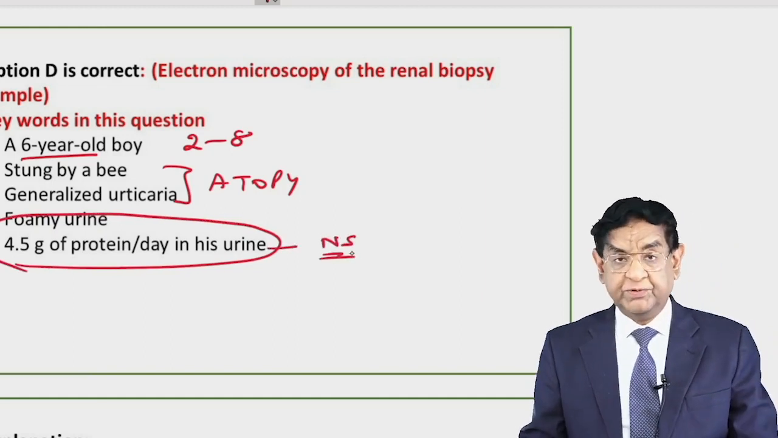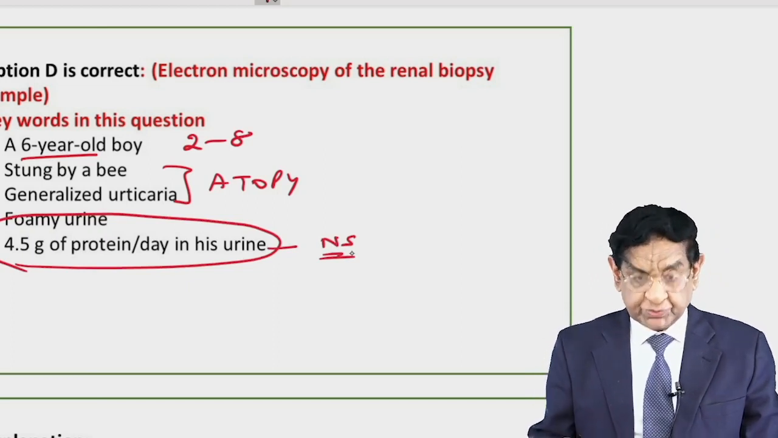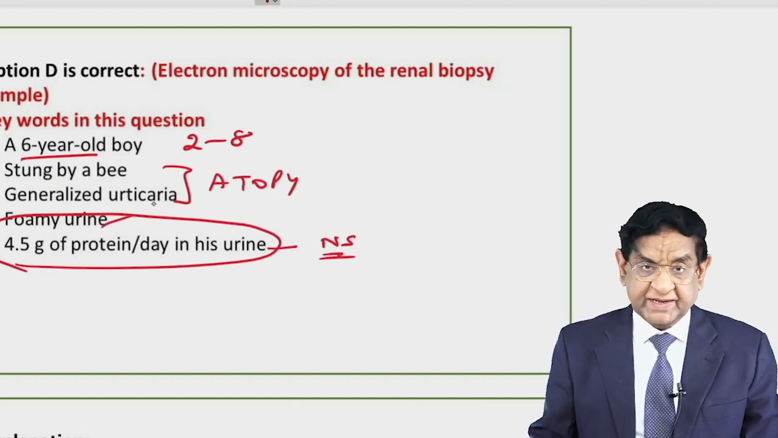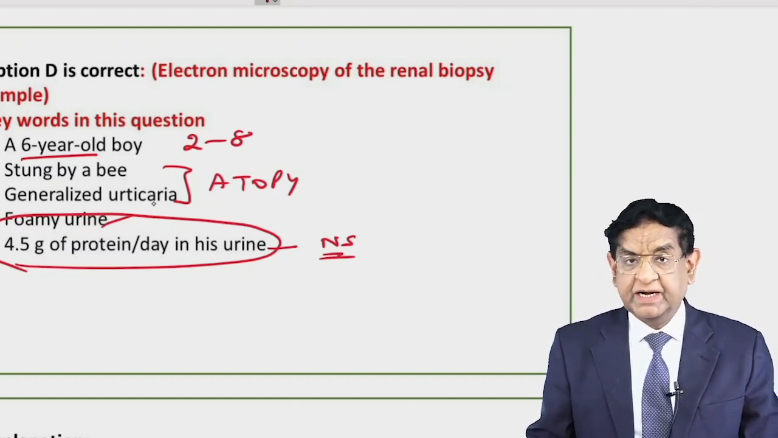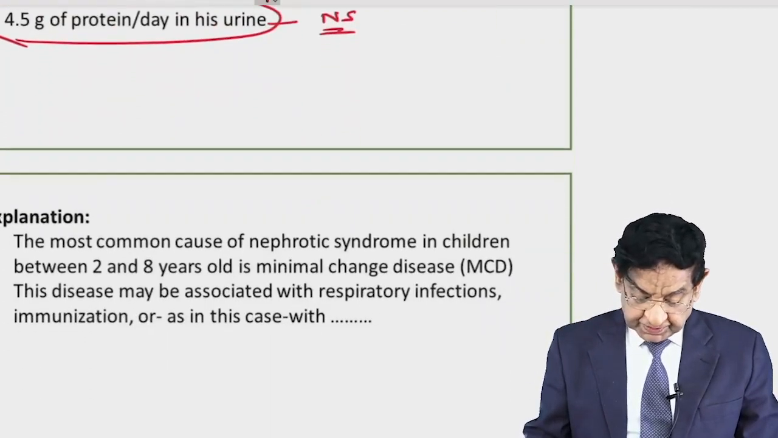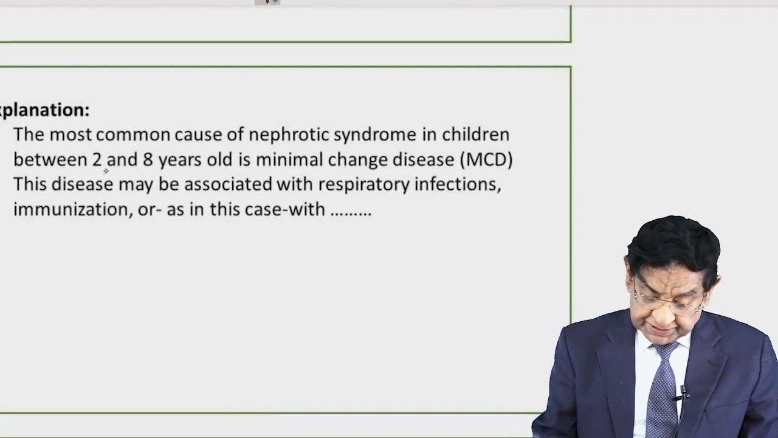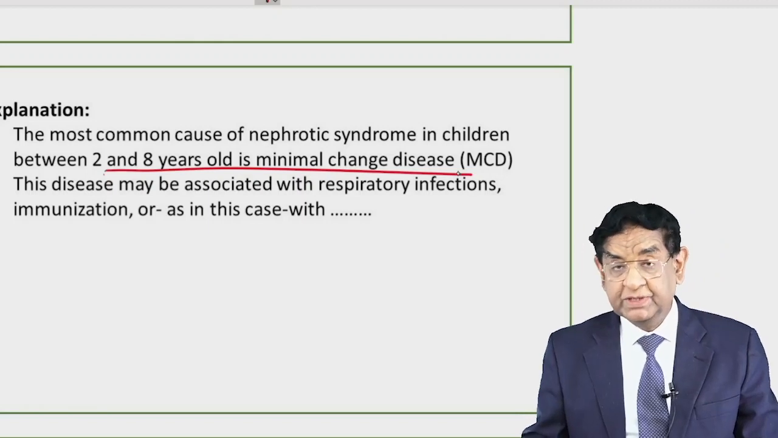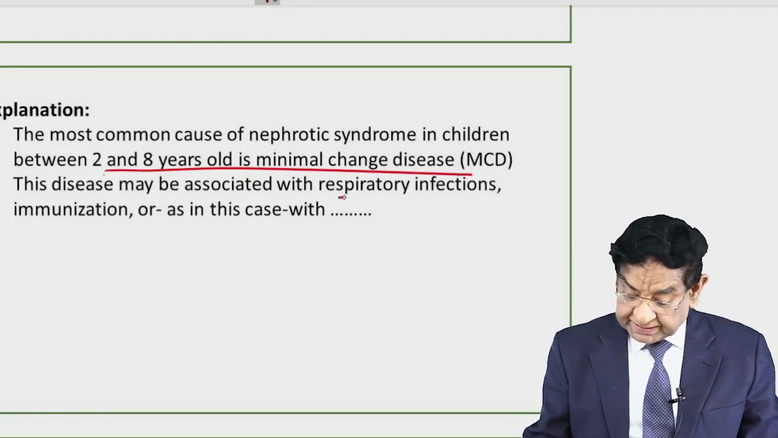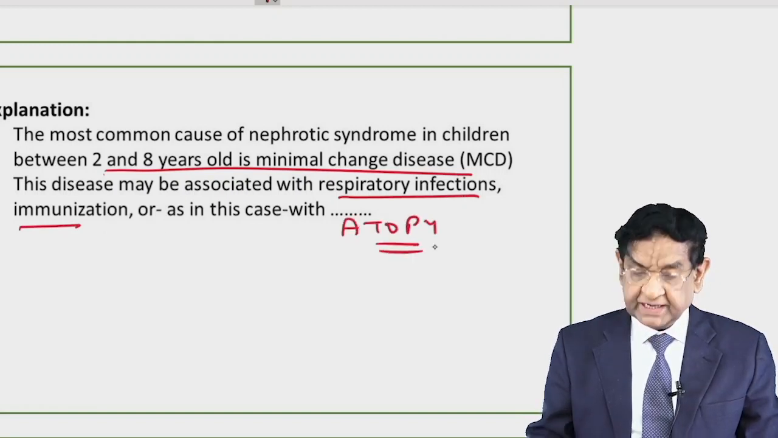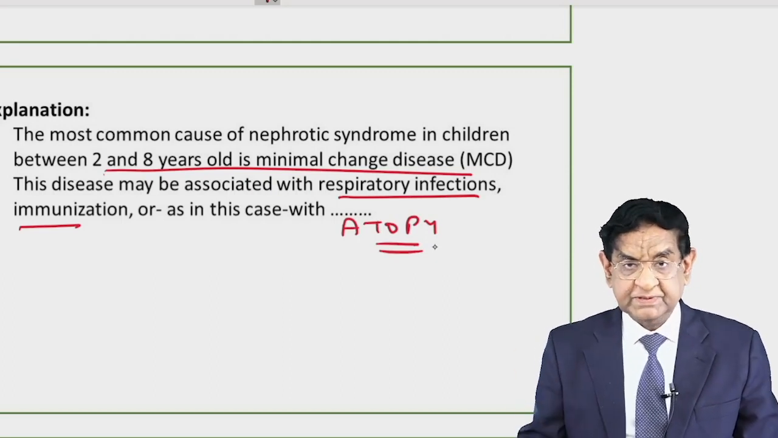NS is nephrotic syndrome, and when there's massive proteinuria, urine is foaming, I discussed. So in a nutshell, we have one child who has nephrotic syndrome induced by an atopic reaction. So at 2 to 8 years, minimal change disease is the most likely cause. And just to remind you, minimal change disease can be induced by respiratory tract infection, some immunization, or in this case atopy, as urticaria is there and it is stung by the bee.